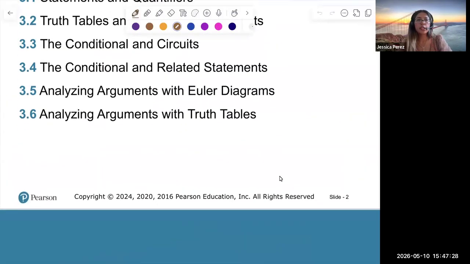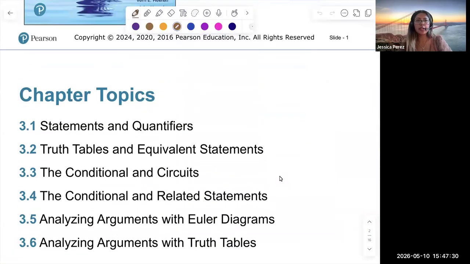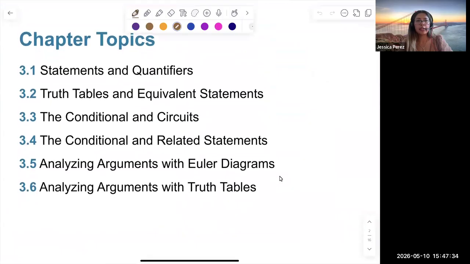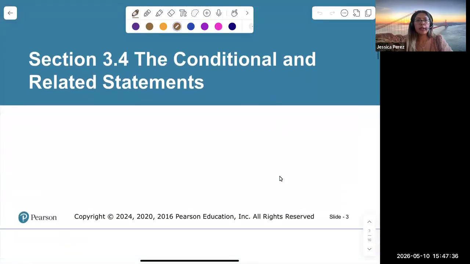Everyone, welcome to section 3.4. In this section, we are going to be talking about the conditional and related statements.